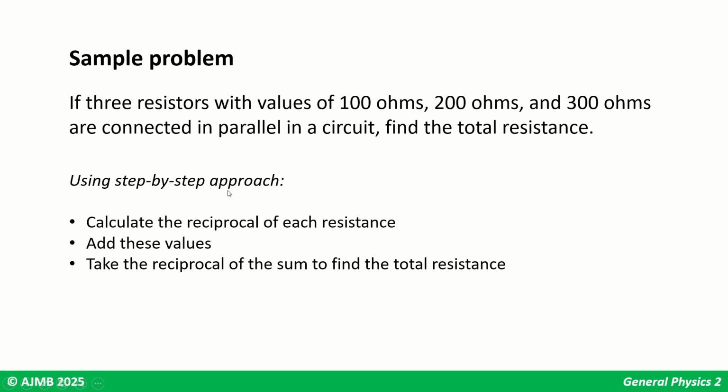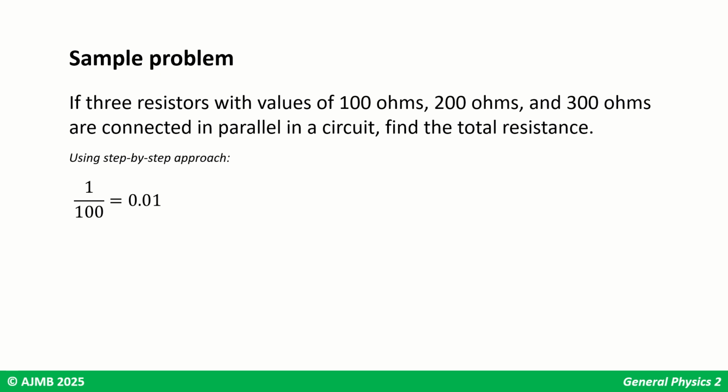In the step-by-step approach, you first have to get the reciprocals of each resistance. That means how much is 1 over 100, how much is 1 over 200, and 1 over 300. After that, you have to add those reciprocals. And again, take the reciprocal of the reciprocal to find the total resistance. Let me show you.